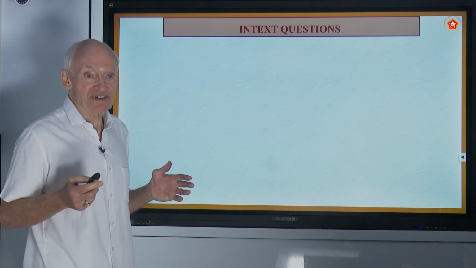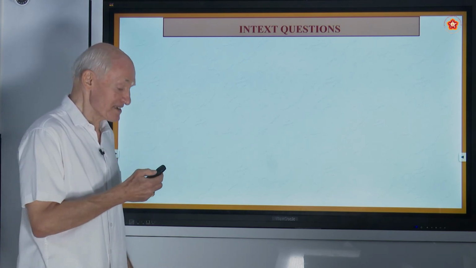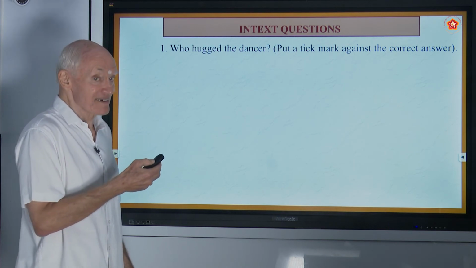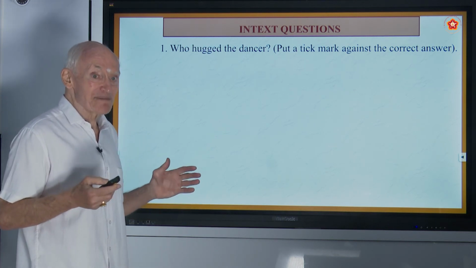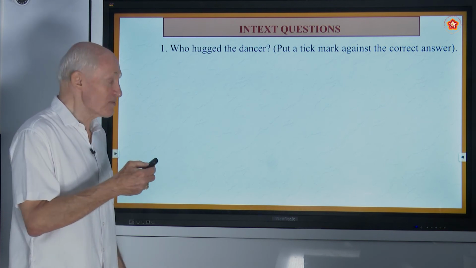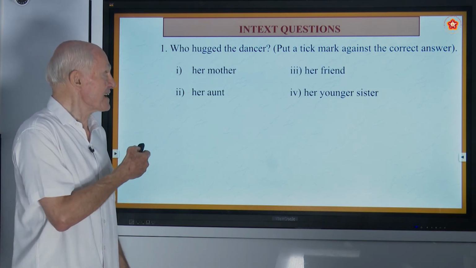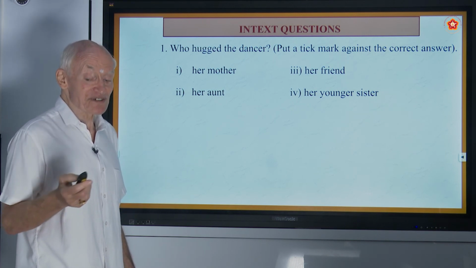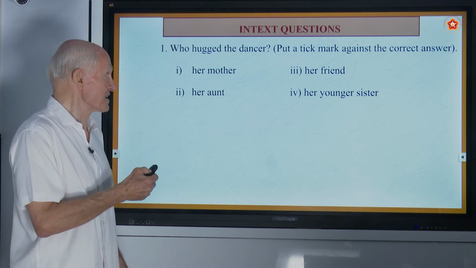Now we have a few questions to see how attentive you've been during the first couple pages. Who hugged the dancer? All right? Remember, somebody came back and they hugged the dancer. Who was that? Was it the mother, the aunt, her friend, or her younger sister? It was her younger sister, Simi. Went back there and gave her a hug.